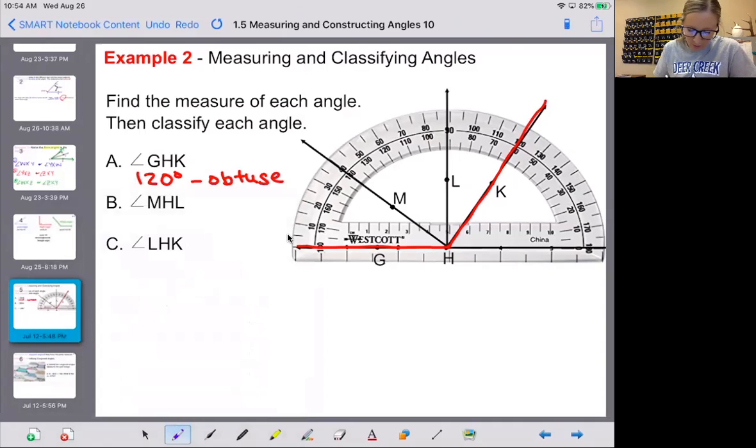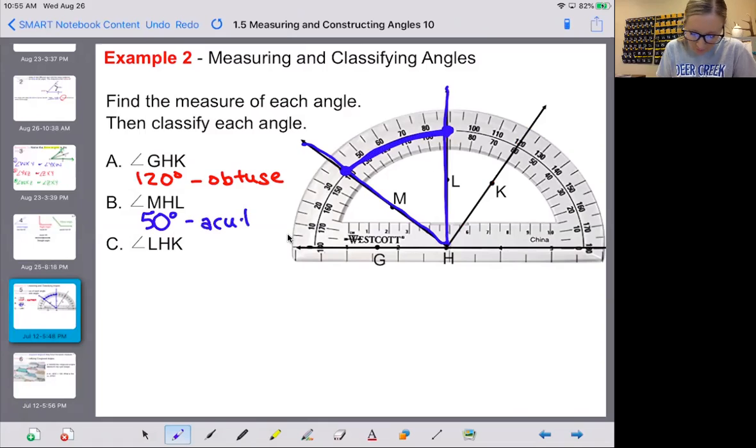The measure of angle MHL. So that's this angle here. So if you notice right here, it's at 40, and then over here we're at 90. So from here to here is how many degrees? If it goes from 40 to 90, that's going to be 50 total degrees there. So 50 degrees. And since it is less than 90, we know that that is acute. Okay, let's do the last one here.